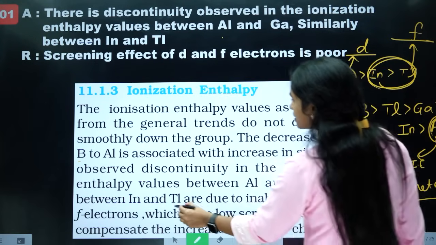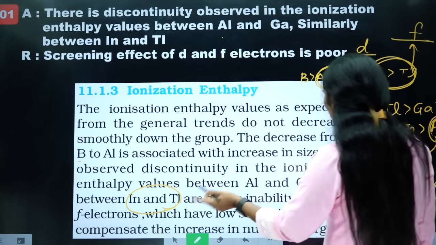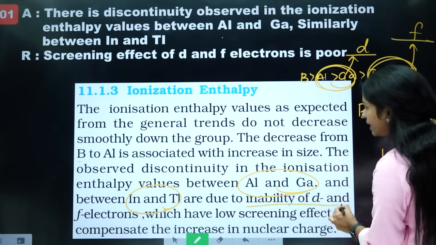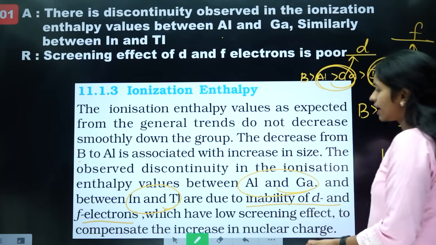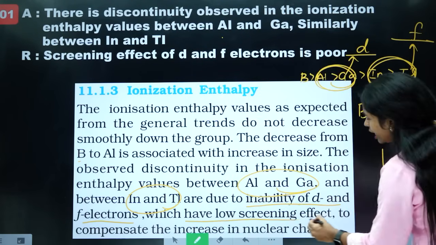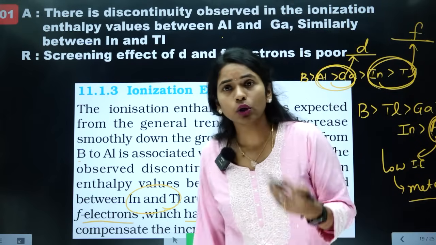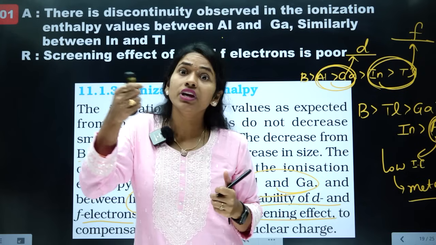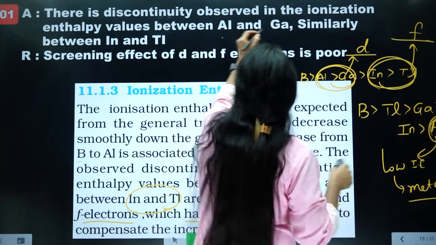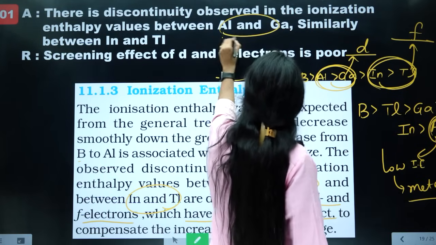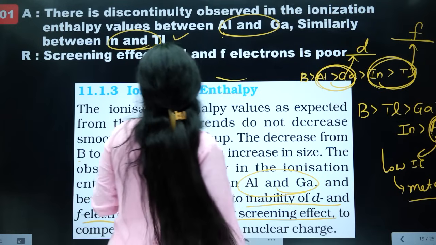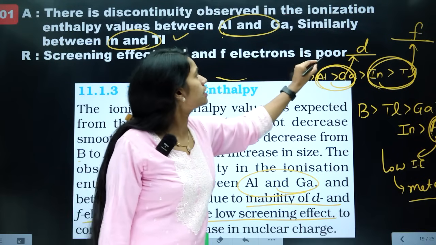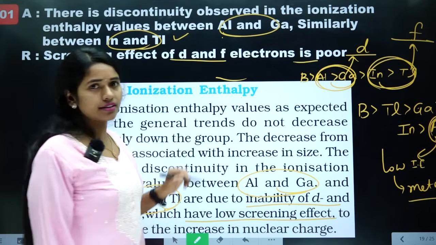Now see here, first boron to aluminium. What is the exception? Indium, thallium, one exception. Aluminium, gallium, one exception. Why is it so? Because of the inability of d and f electrons to act as good screeners. They have very low screening effect. Due to this low screening effect, the nucleus holds the electrons tightly. That is the reason removing is difficult. So there is a discontinuity in ionization enthalpies between aluminium and gallium, similarly indium and thallium. Correct option. Screening effect of d and f electrons is poor. That is also correct.